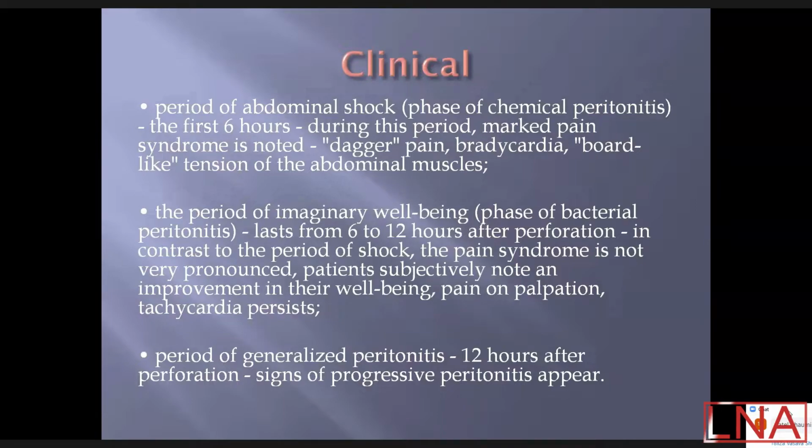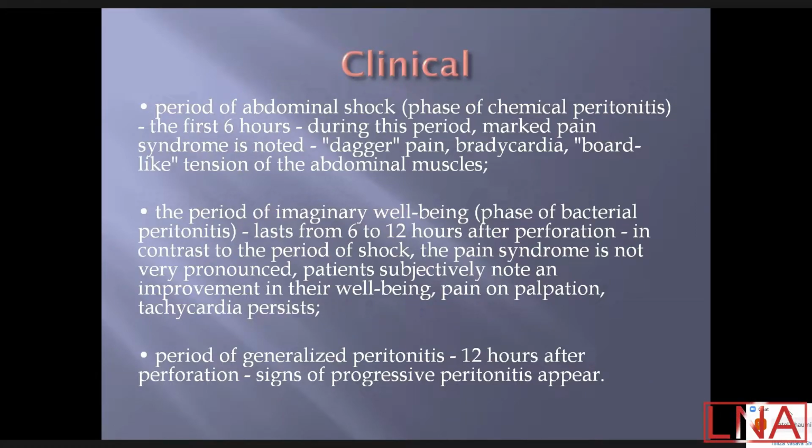So next, clinical symptoms. The period of abdominal shock, the period of imaginary well-being, and the period of generalized peritonitis. Perforation develops quickly with pronounced symptoms. In 20% of patients it is possible to identify a prodromal period, with increasing pain over 3 to 4 days and the appearance of nausea and vomiting. Perforation is accompanied by a classic triad of symptoms.